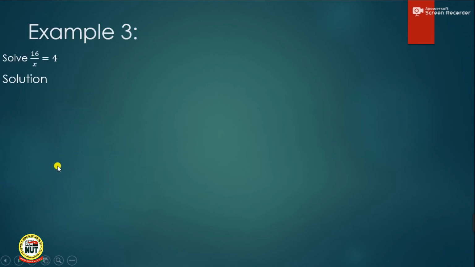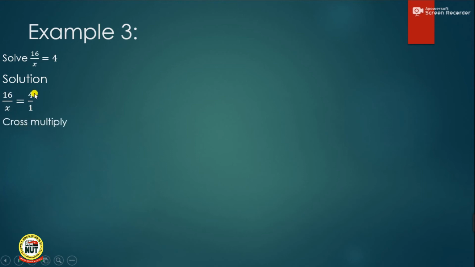Alright, example number 3. We are asked to solve 16 all over x is equal to 4. Solution. Like we solved the previous examples, we're going to express this 4 as a fraction. To express this 4 as a fraction, we shall be dividing it by 1, because we have earlier established that any number divided by 1 is still that number. Therefore, 4 divided by 1 will give us 4. So 16 all over x is equal to 4 all over 1, because any number divided by 1 is still that number. So the next thing we do is to do what?